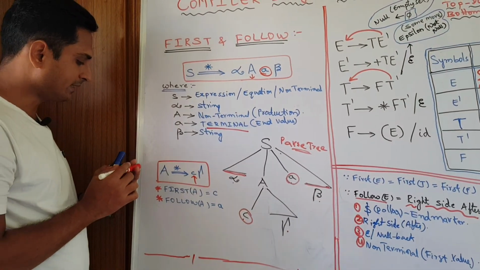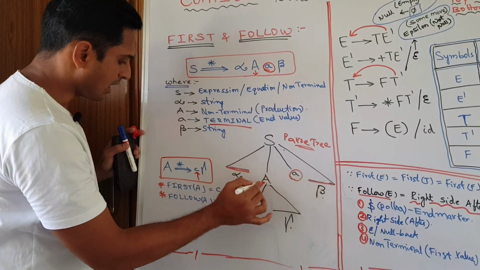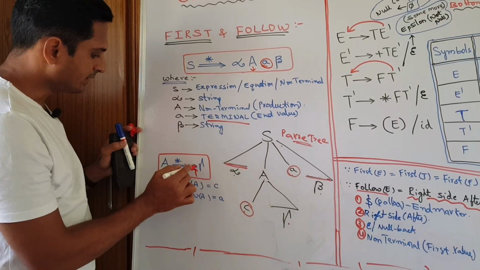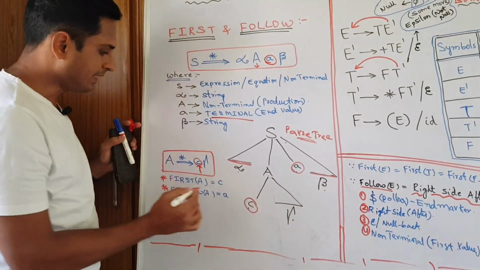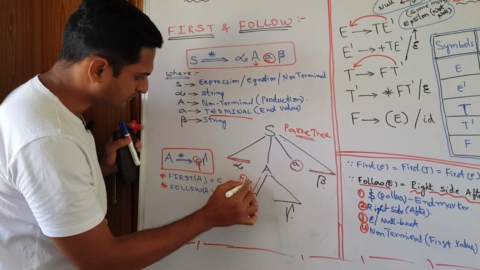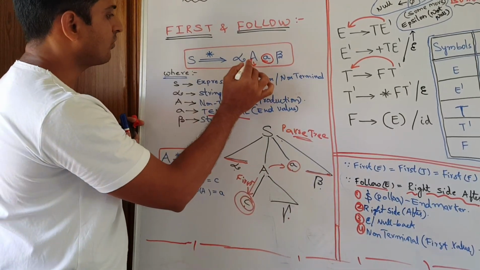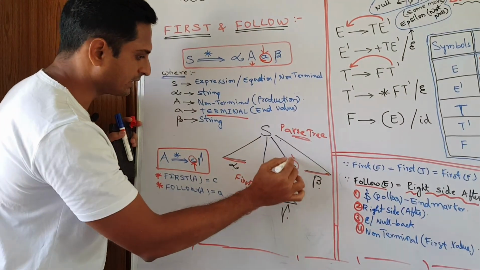Here for finding that, first of A means c, right? Because here c is the first value. First means before value, right? First of A is c, this is first. Follow of A is here. Follow of A, after A, what is there? Small a is terminal. So we are taking this one.